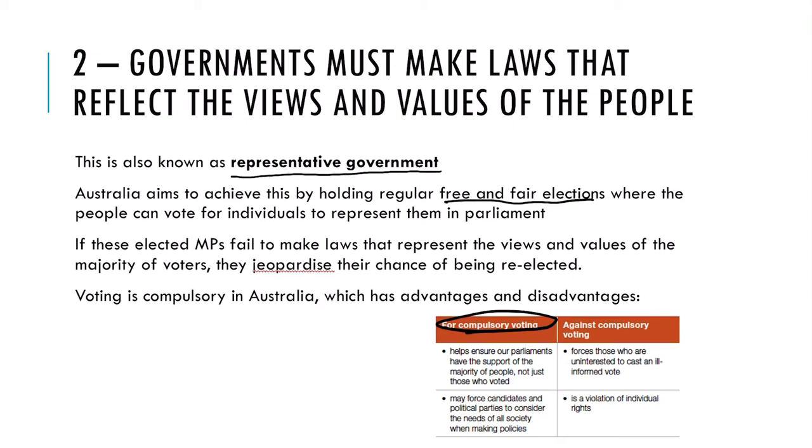Advantages of compulsory voting, as it says down here, really ensures that we have a majority of people, not just those who voted, which is the case in a system like the United States or the UK. And it may also force candidates and political parties to consider the needs of all society, which is actually a definite benefit to our community as a whole.